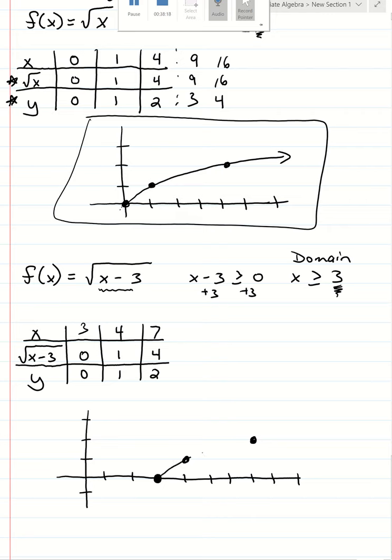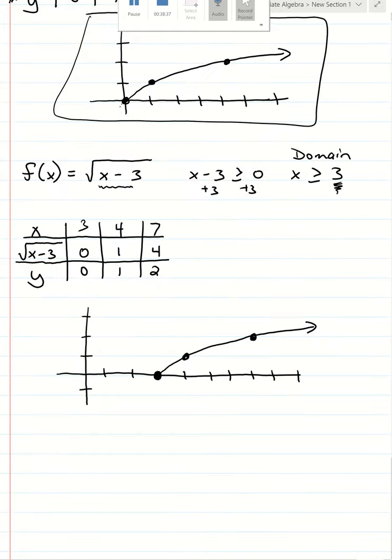I will connect my dots and form my curved line. Once again, we start here at the very first point of 3, 0, and I have to move in this direction towards the 7, 2. Okay? Let's do one more.